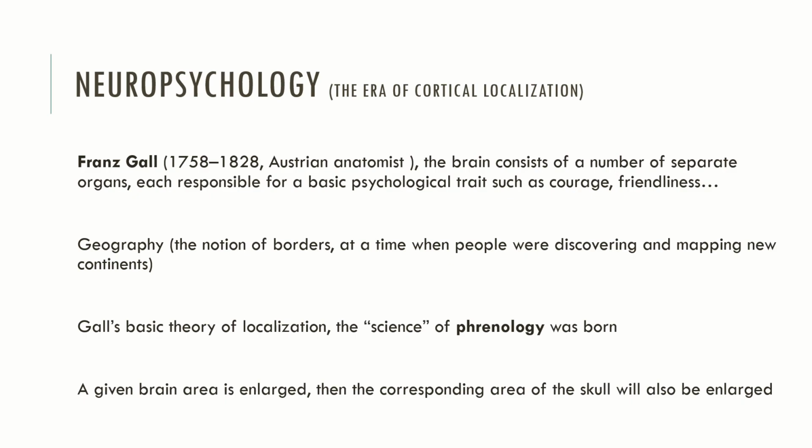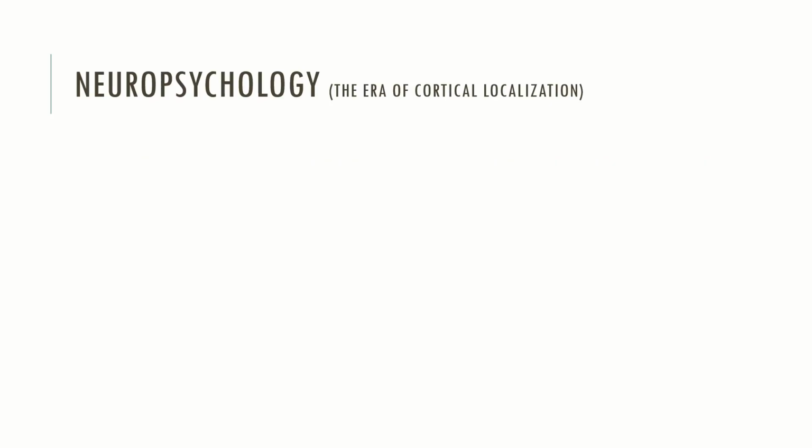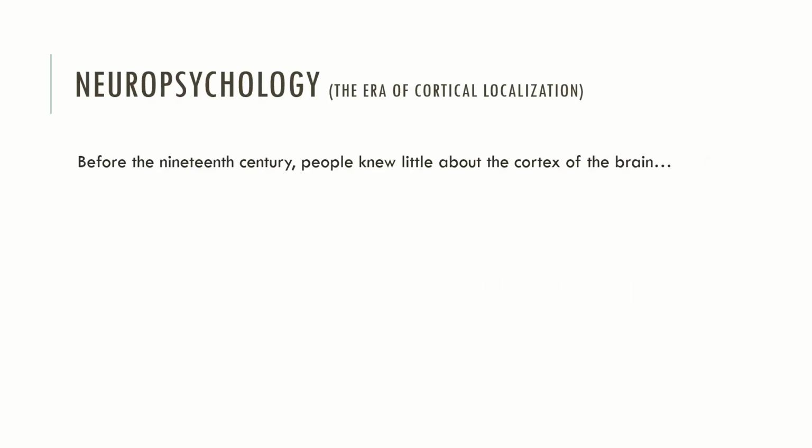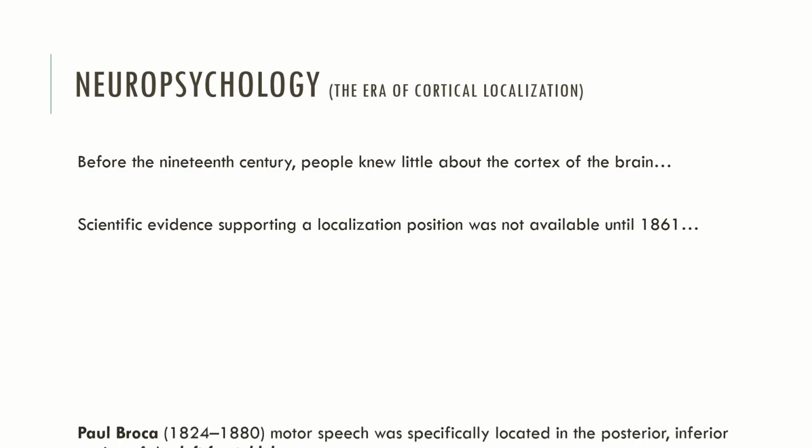In the beginning of the 20th century, there were two major neuropsychologists that were very important to establish the idea of language and localization. These two are Broca and Wernicke. Let's look at their major contributions. Before the 19th century, people knew little about the cortex and the brain. Scientific evidence supporting a localization of different functions in the brain was not available till 1861.